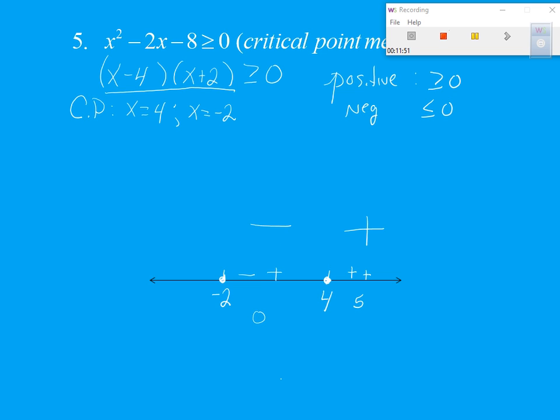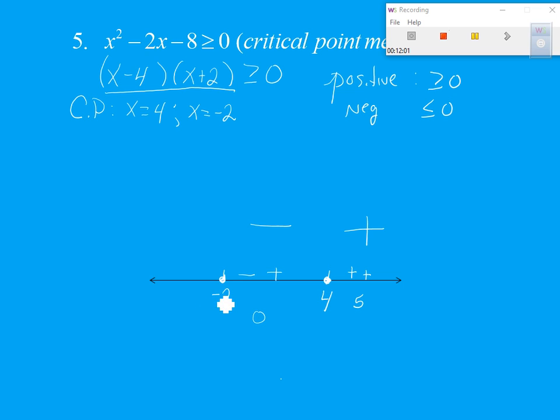So once again, the explanation: if you pick any number between negative 2 and 4 and plug it into x squared minus 2x minus 8, which is equivalent to (x minus 4)(x plus 2), you will get a negative number. And I'll show you which ones we pick here in a second.